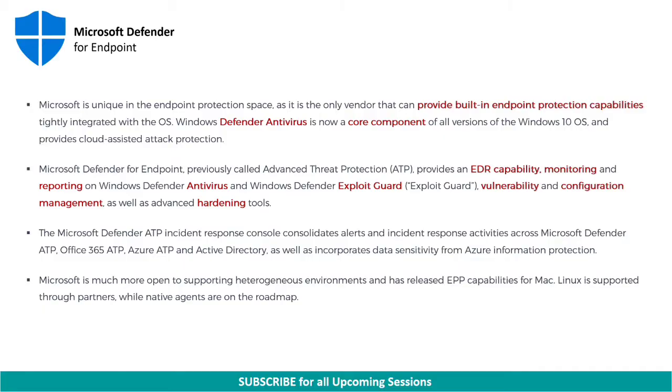Antivirus and Windows Defender Exploit Guard, vulnerability and configuration management, as well as advanced hardening tools. Its incident response console consolidates alerts and incident response activities across Microsoft Endpoint Defender, Office 365 Defender, Azure Defender, and Active Directory, as well as incorporates data sensitivity from Azure Information Protection. Microsoft is much more open to supporting heterogeneous environments, and has released endpoint protection capabilities for Mac. Linux is supported through partners, while native agents are on the roadmap.